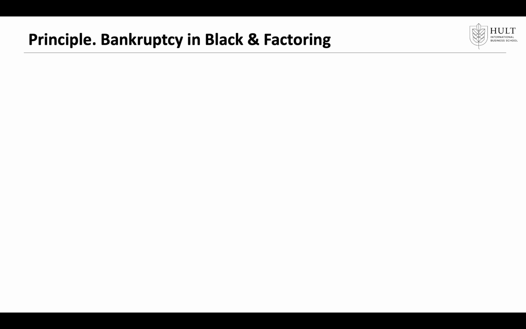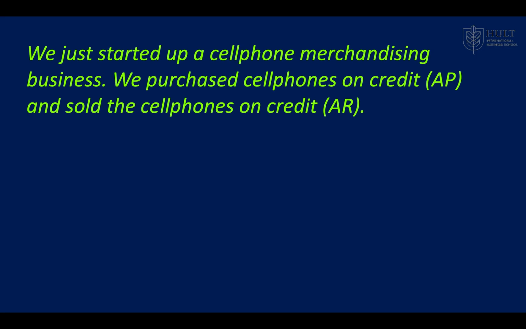This factoring process can explain why bankruptcy occurs while in the black. That means that the company made a profit but went bankrupt. So this situation is based on some credit transactions. We just started up a cell phone merchandising business.